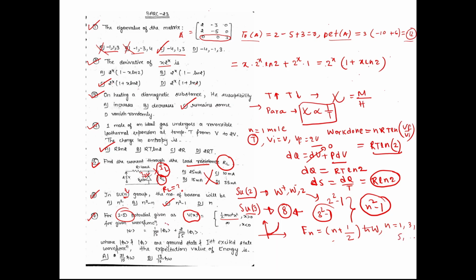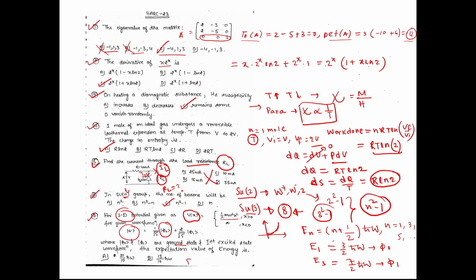So phi 0 is the wave function corresponding to the ground state, which corresponds to the n equals 1 case. For n equals 1, it gives 3 by 2 h cross omega. This corresponds to phi 0, and for the first excited state n will be 3, so the energy will be 7 by 2 h cross omega. This is the energy corresponding to the phi 1 state. So what will be the expectation value of the energy for this psi state?